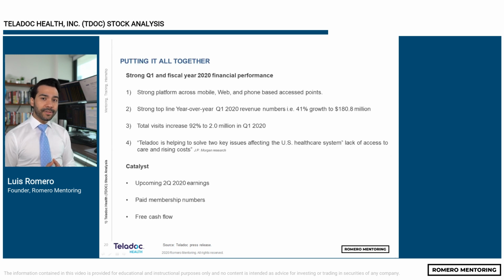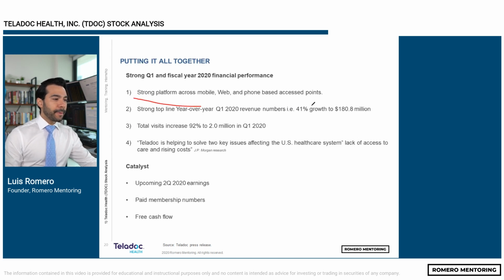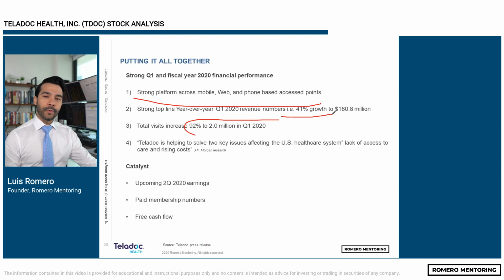Well, first assess the first quarter and then look at their platform. All right? From the first quarter, we already know their strong application is working because of the increase in visits, 2 million. We already know this is a growth story. Revenue increased 41% in the first quarter. We already know that Teladoc is helping solve 2 key important factors in the US, which is high healthcare costs and lack of access. So it's a very important solution to a big problem, not only in the US, but also outside of the US.